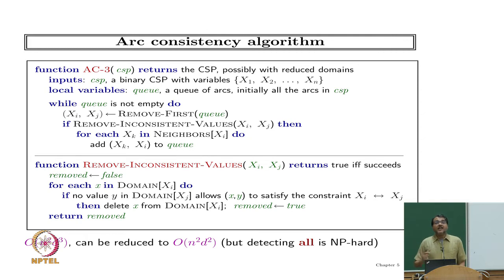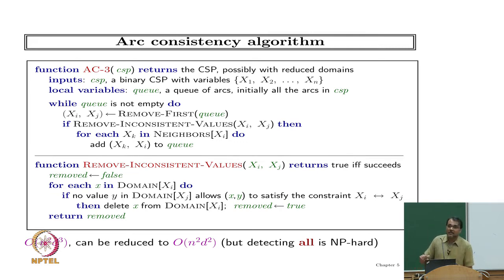Why? Because when will x to y be invoked? When some value of y goes away, then I will say check x to y. So how many values of y do we have? D. So, d times I may want to check a particular arc, and how many arcs do I have? I have n square arcs. So, overall I have n square into d cubed as my time complexity.